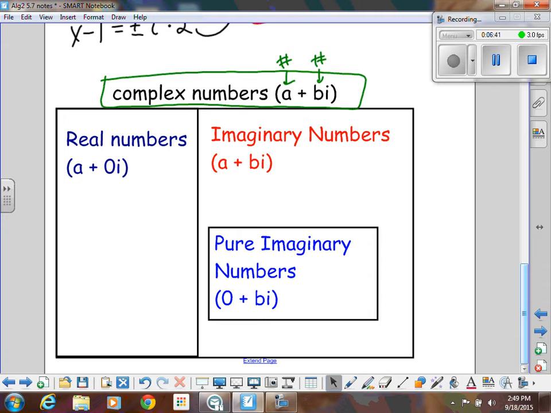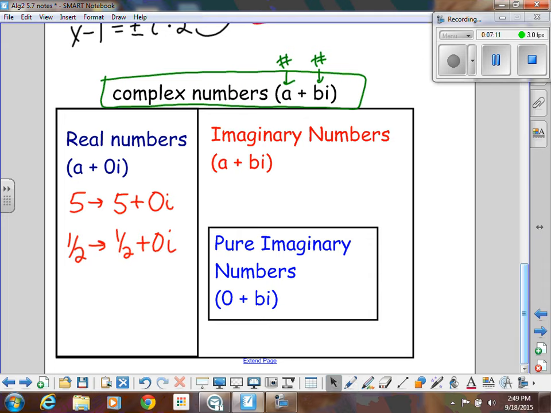So all of the real numbers that we've learned up until imaginary numbers can be written as this complex number. So let's take the number 5. I can write that as 5 plus 0 times i, because we haven't had the imaginary part yet. Take a fraction, 1/2. That can be written like 1/2 plus 0i. So all the numbers we've dealt with are kind of in this area, this rectangle.